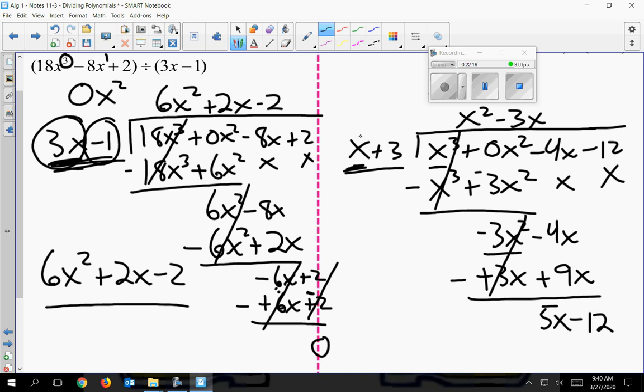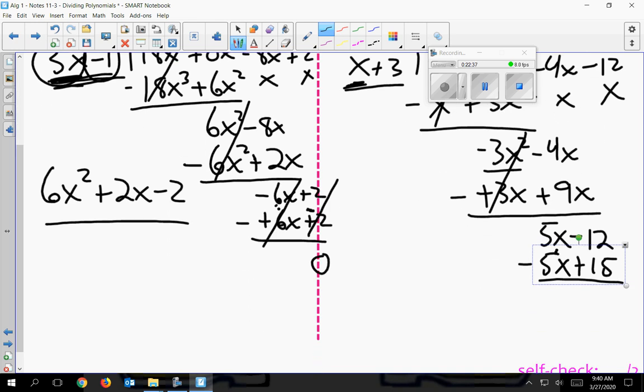How many times does this x go into 5x? Goes in, I think, 5 times. So distribute that. 5 times x is 5x. 5 times 3 is 15. And you're going to go ahead and subtract that. So that's going to make that negative here and this negative here. So these will cancel each other out. And here I get negative 27. Okay. I'm going to do that right on my notes so I don't believe it.